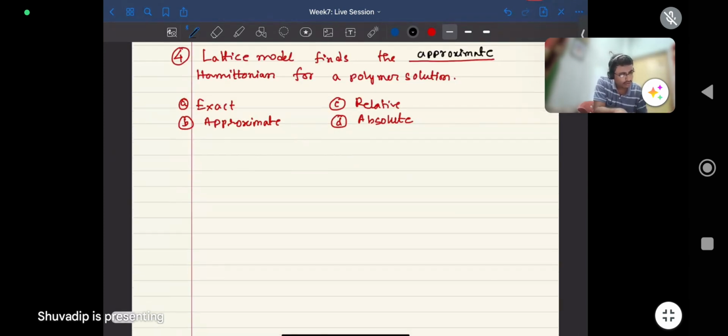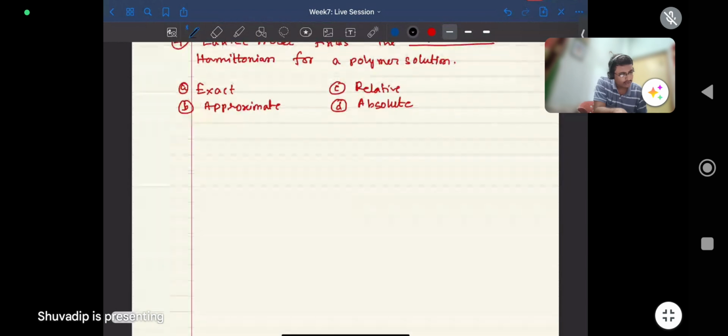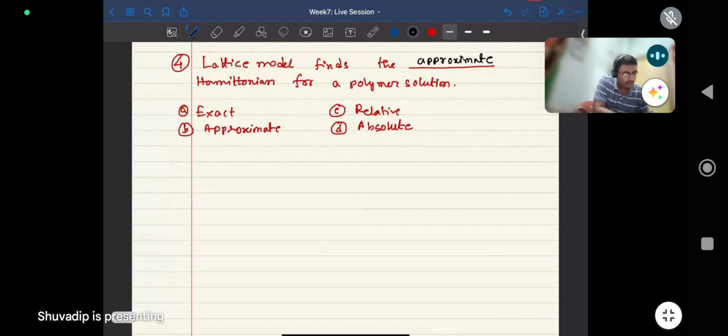So altogether the model we are building here, the lattice model, captures some of the properties of the solution, but it is not an exact approach. This gives some rough idea about the thermodynamics of the solution.